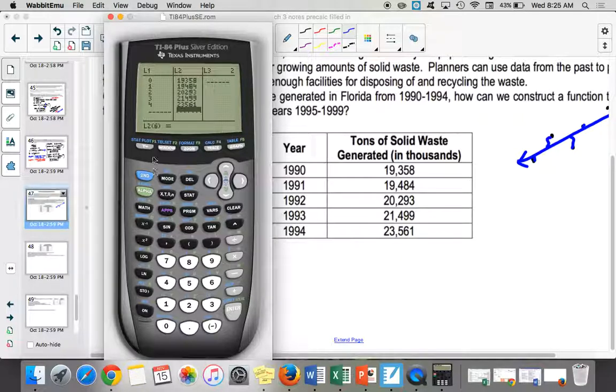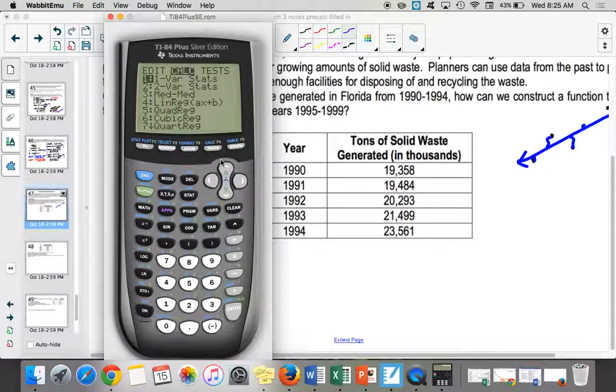Okay, so we get out of there, so we do second quit. Quit is above mode, so second mode. And then we go back in. So we're going to hit Stat. And now we want to calculate something. So go under calculate. So you're going to arrow over. You can see your calculator so you can see the screen when I turn off the light. It's a little dark outside.